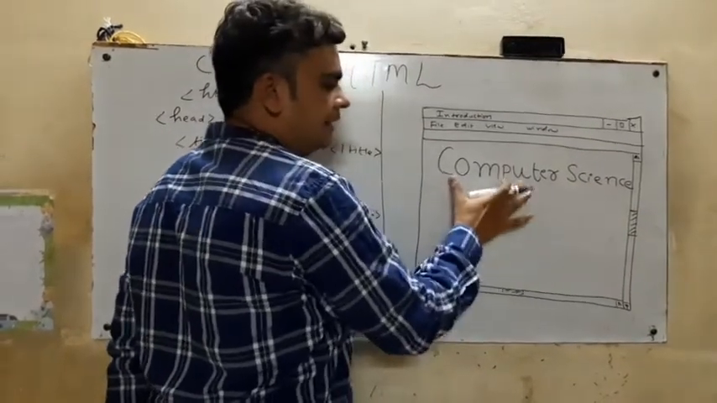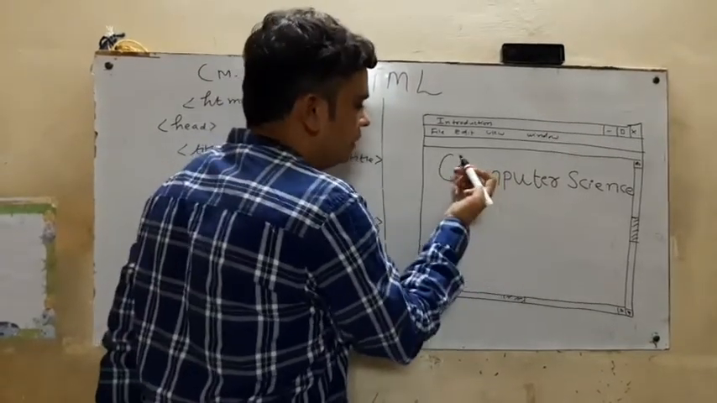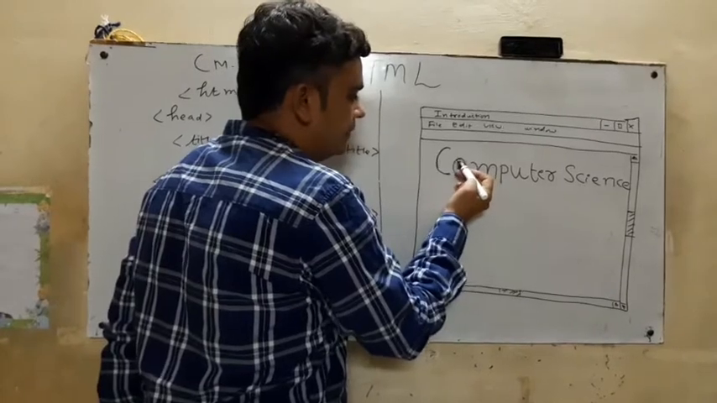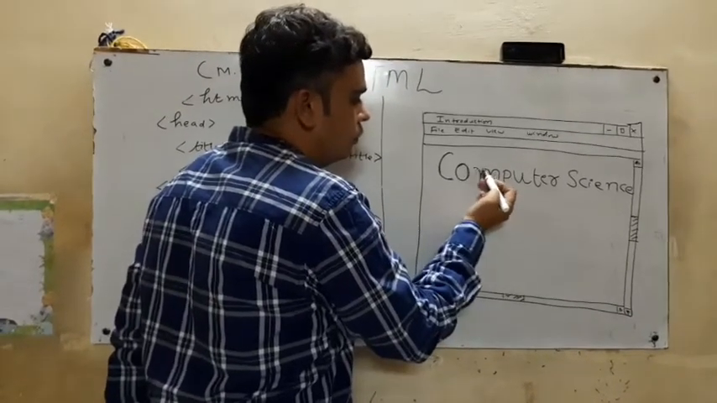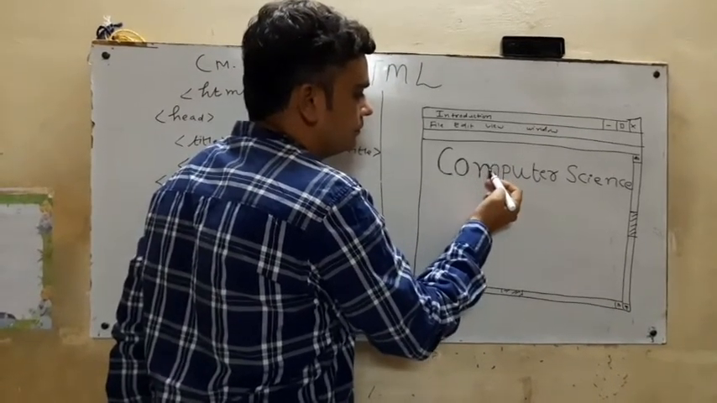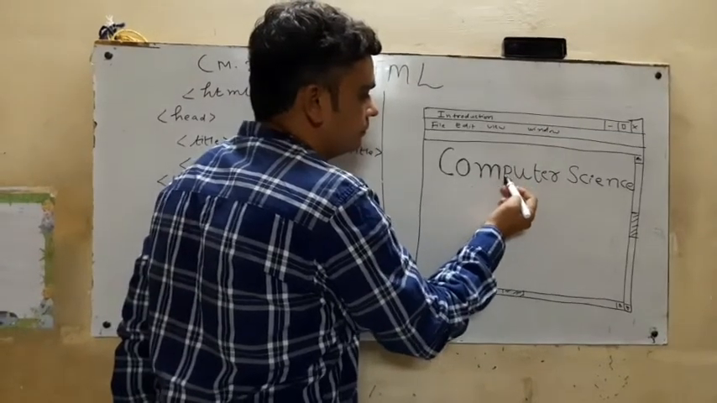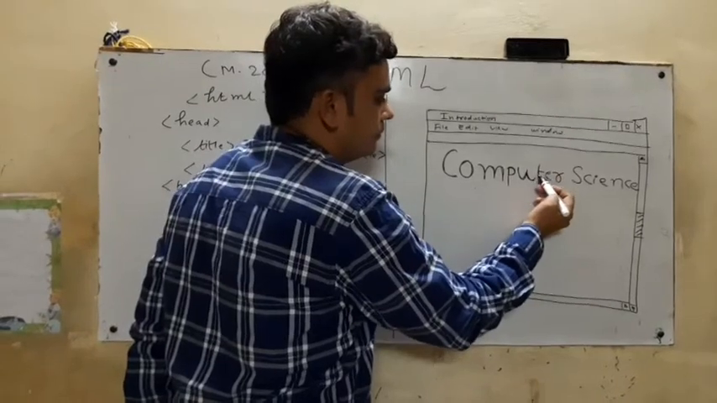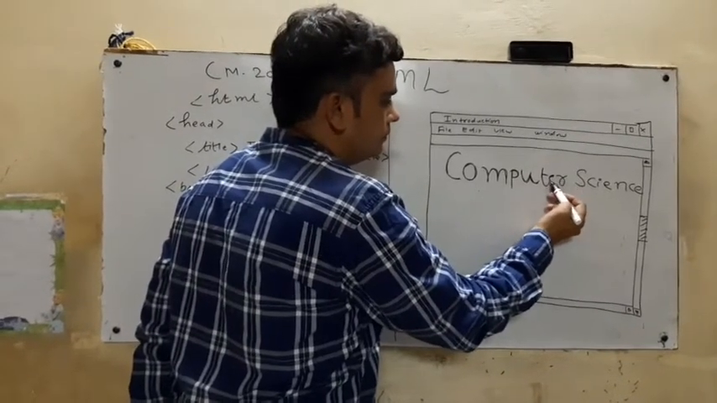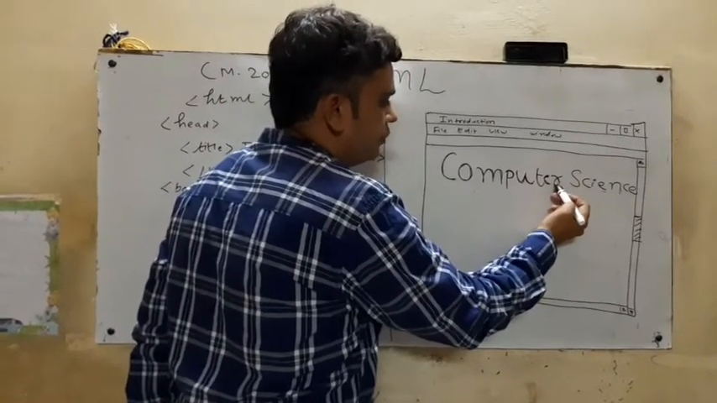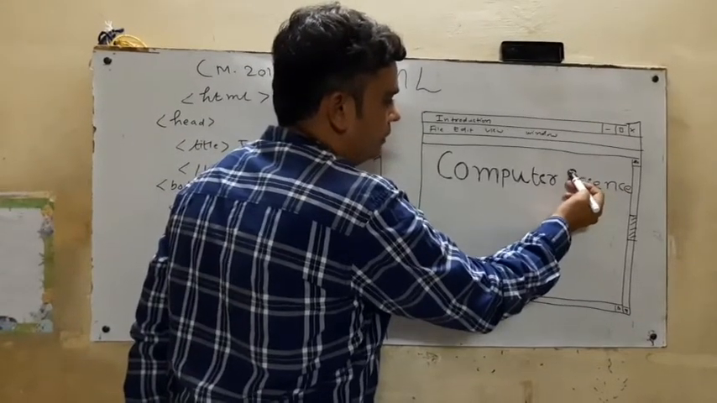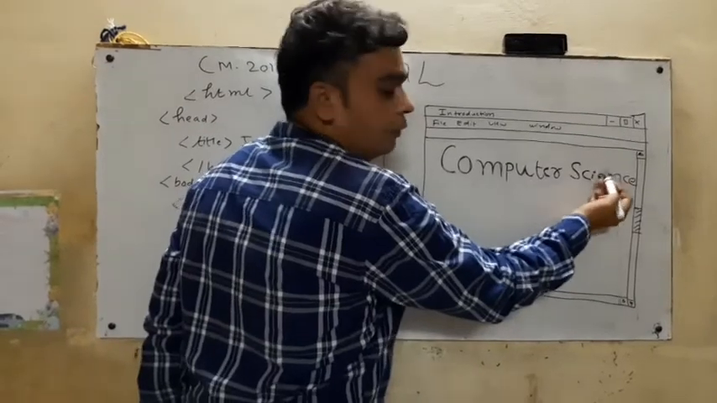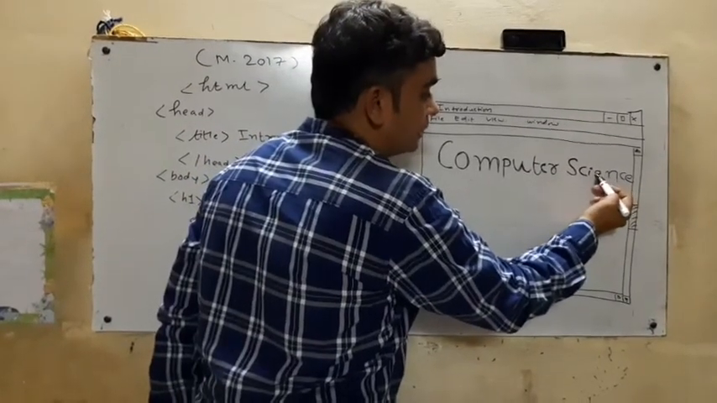So generally I represent the text using H1. Now you have to make it dark, so that represents bold. And this is a very simple question from your question paper. If you draw the output carefully, you will definitely get 5 out of 5 marks.